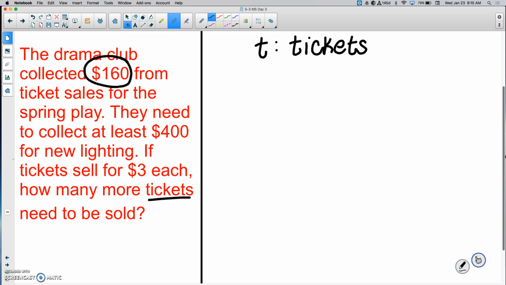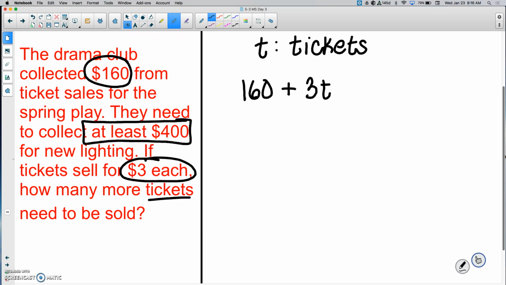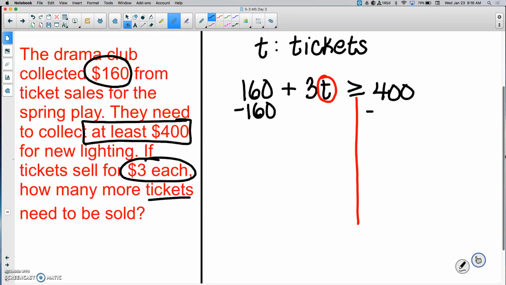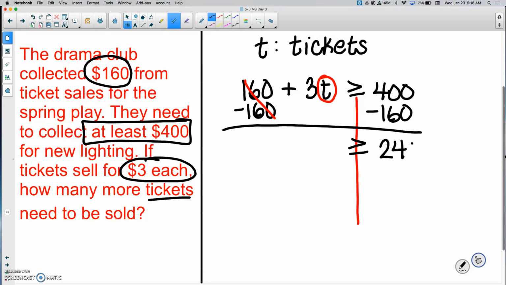They collected $160. So far they have collected $160. Plus, they are selling tickets for $3 each. So 3T. They need at least, so greater than or equal to $400 for their lighting. So, T for tickets, $3 each, so you attach the 3 to the letter T. Subtract the 160 to start out because they've already collected 160. They're trying to see how many more tickets they need to sell. So 400 minus 160 is 240. So 240.